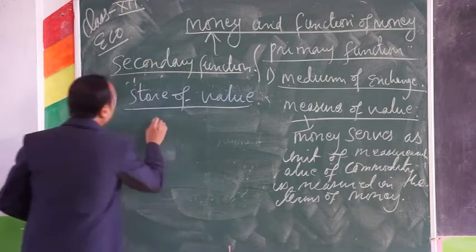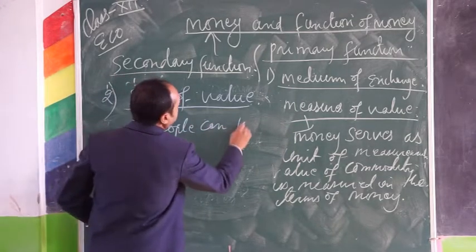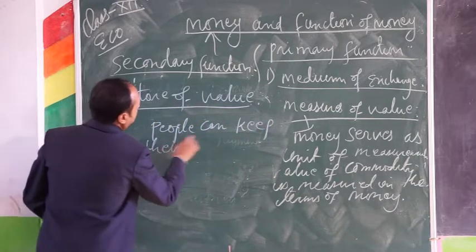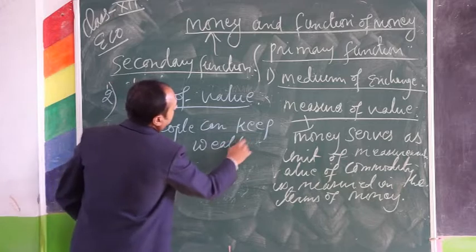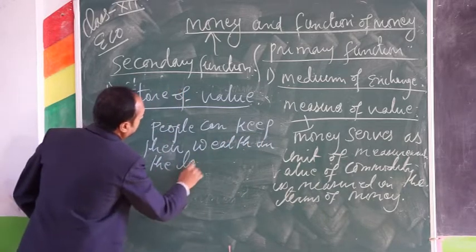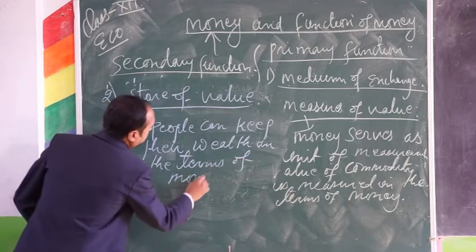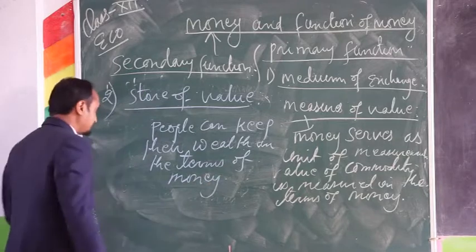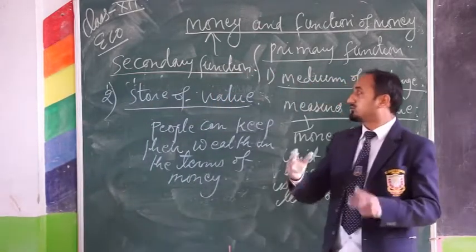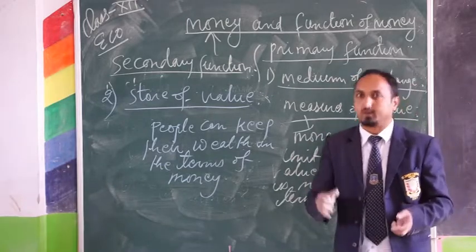So we can say that people can keep their wealth in terms of money. So now the problem of store of value has been solved due to the evolution or invention of money.